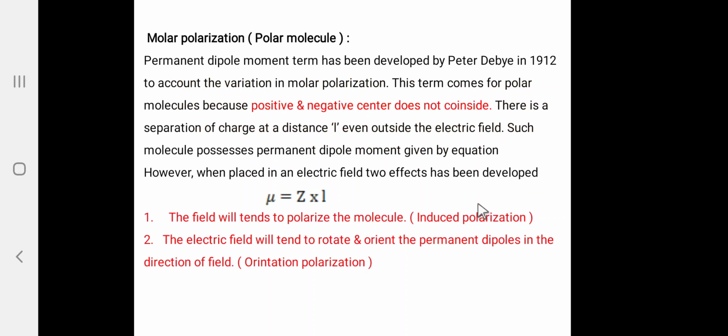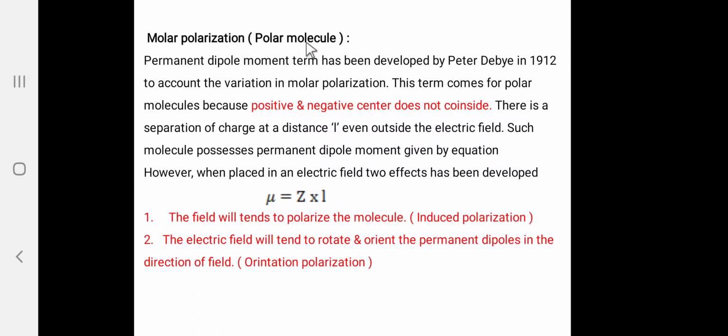Again, in case of the polar molecule, the center of positive charge and the center of negative charge do not coincide. All of you know that the dipole moment mu is given by the equation mu is equal to Z into L. Z is the electric charge, while L is the distance between the positive and negative center. In case of non-polar molecule, this L is equal to 0, but in case of the polar molecule, L is not equal to 0. So mu is equal to Z into L.